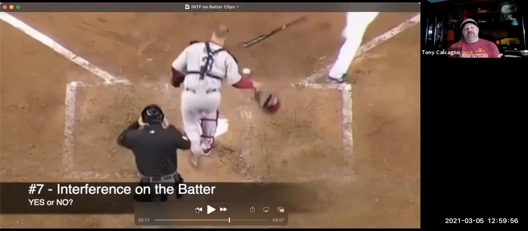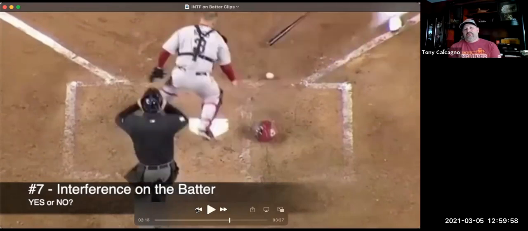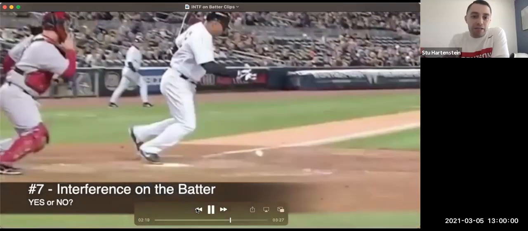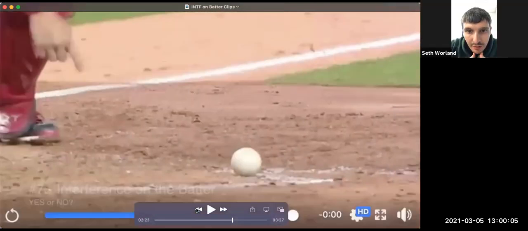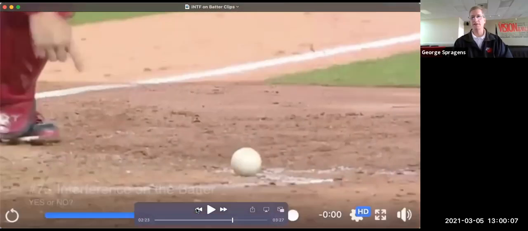Yeah, from that angle, you can see it's an interference. And this one definitely takes the ball out of the immediate reach of the catcher. We've got interference here. I was having a hard time seeing if it was the ball hitting the bat or the foot kicking the ball. Either way, it's interference.